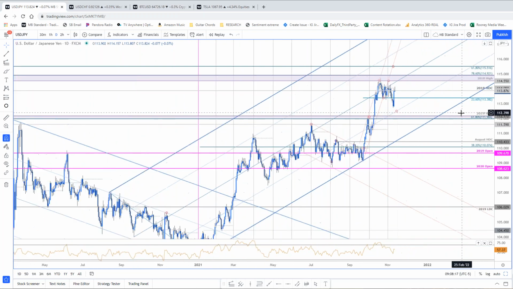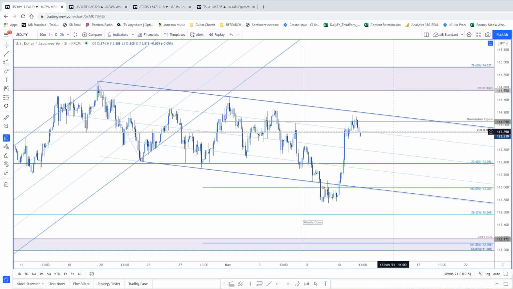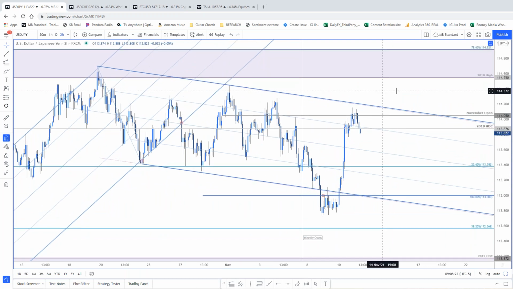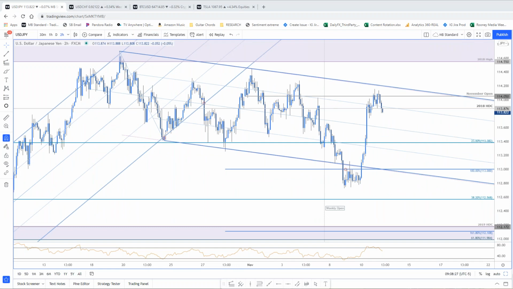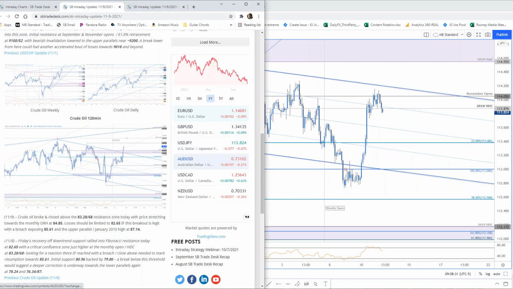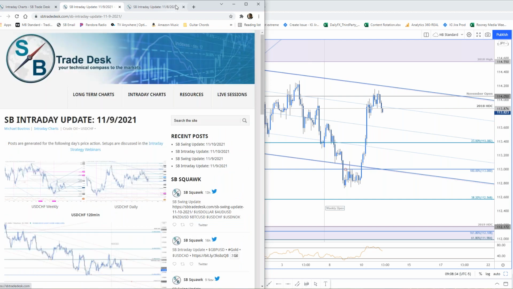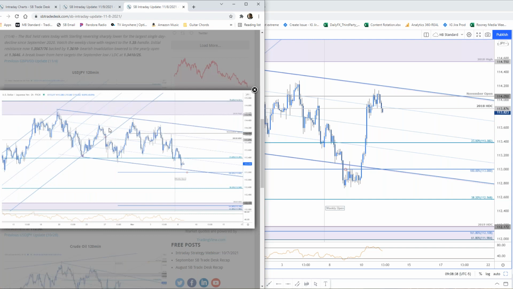right? It's dollar yen, you know? Here's what it looks like on the intraday chart. It's a mess. It's a mess. So here's what I showed you guys back in the last update. Dollar yen right here. We were trading in this parallel.